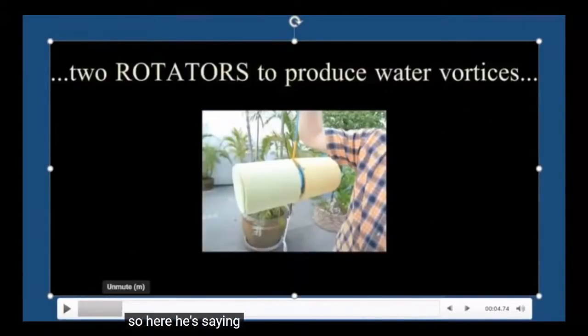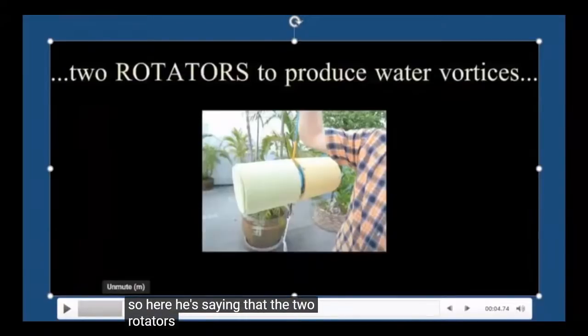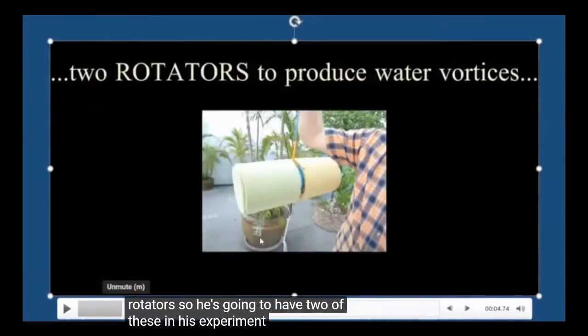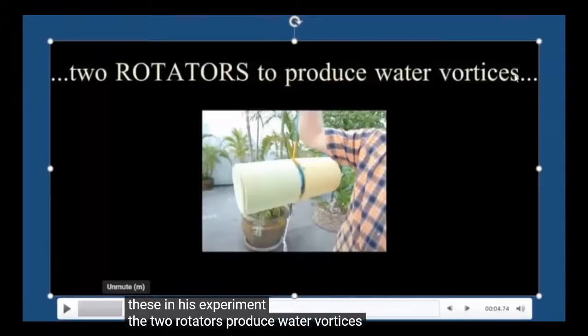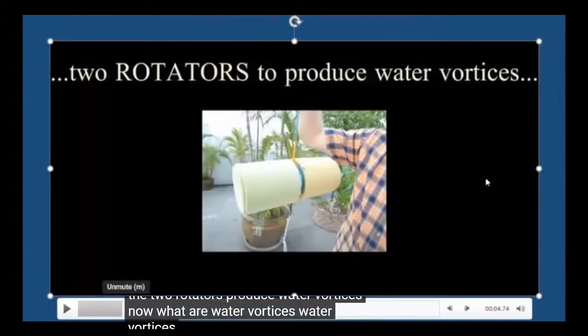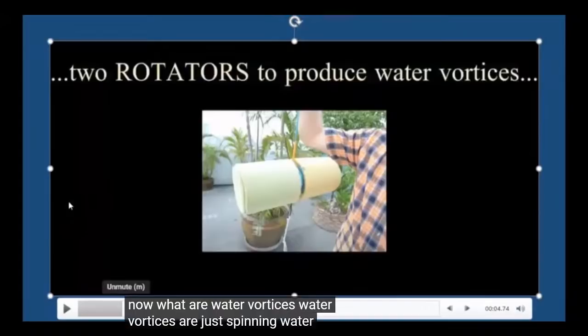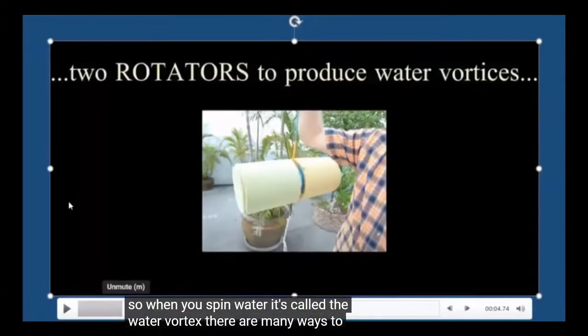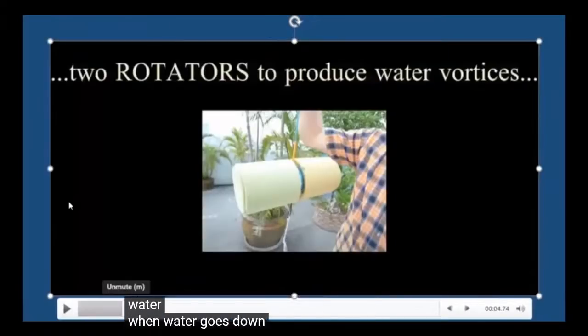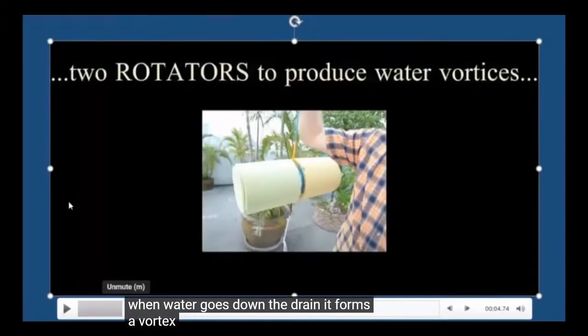So here he's saying that the two rotators, so he's going to have two of these in his experiment, the two rotators produce water vortices. Now what are water vortices? Water vortices are just spinning water. So when you spin water, it's called a water vortex. There are many ways to spin water. When water goes down the drain, it forms a vortex. There are many other ways you can make water vortices.